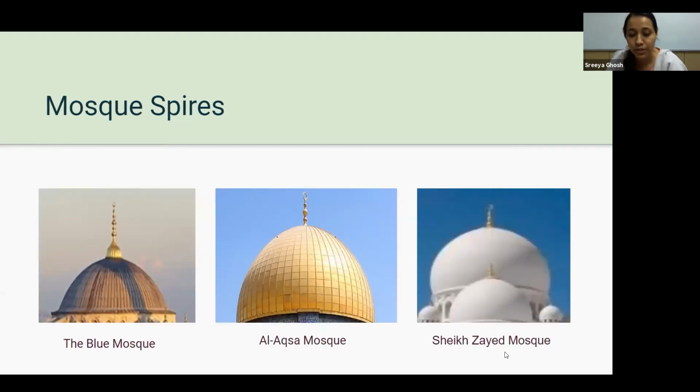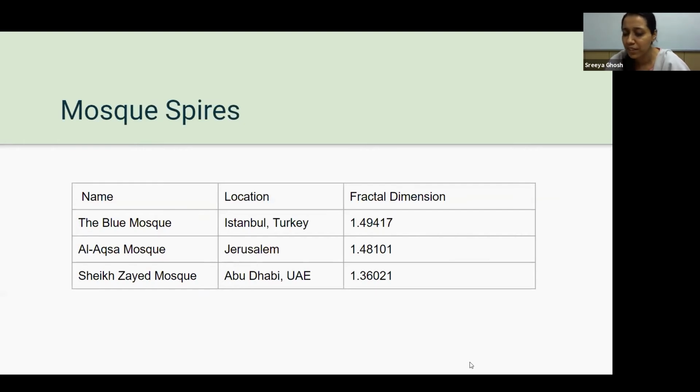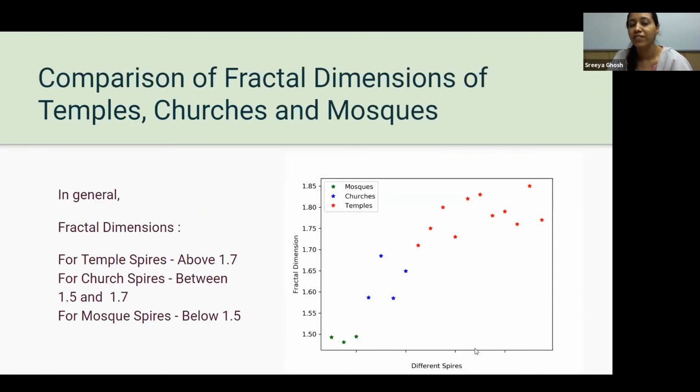We've also applied our result to some mosque spires. The mosques, since their spires are more or less plain, have a fractal dimension lesser than that of temples or churches. It falls normally in the range below 1.5. So here we have done a comparison of the fractal dimensions of the spires. We have seen that normally temple spires have very intricate work, and self-repetitive patterns are very much observable in temple spires. Hence, we have fractal dimensions for them above 1.7. For the churches, they are 1.5 to 1.7, and for mosques, they're below 1.5.